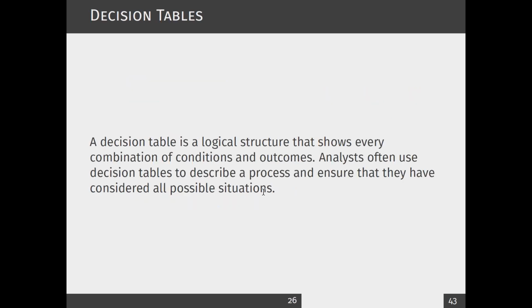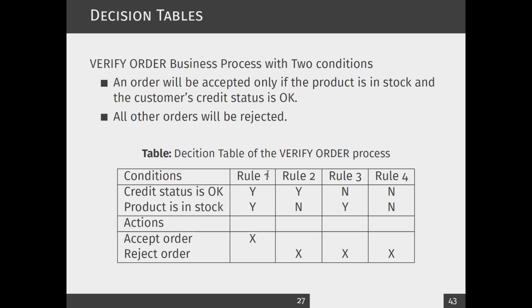Now the second technique is you put it into a table structure, which we have already done. So any process we can put into a table structure like this. When you're making any decisions, usually we have a set of conditions and then we form some rules, and then we have some actions. For example, if you take this one, this is called the verify order business process, with two conditions. You can see the order will be accepted only if the product is in stock and the customer credit is okay. All other orders will be rejected. So there are two conditions we have to check. The first one is the credit status. The second one is whether the product is available.